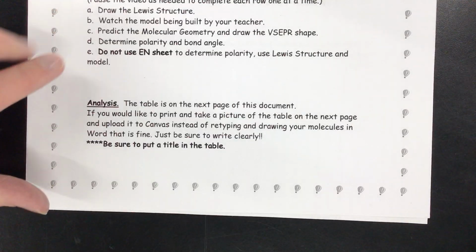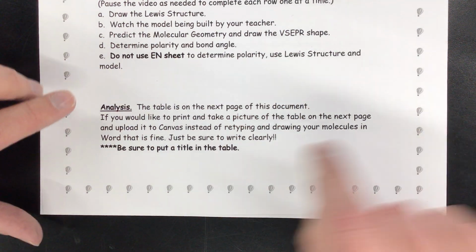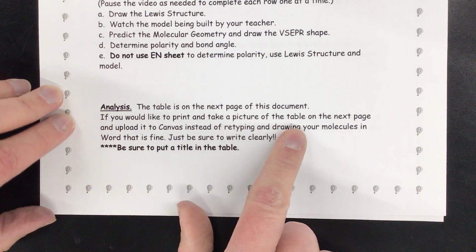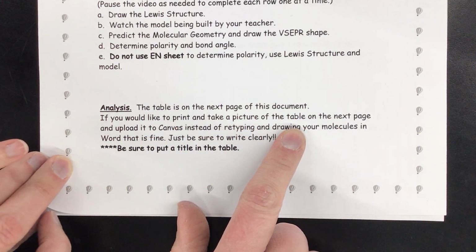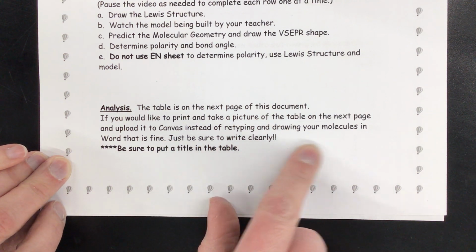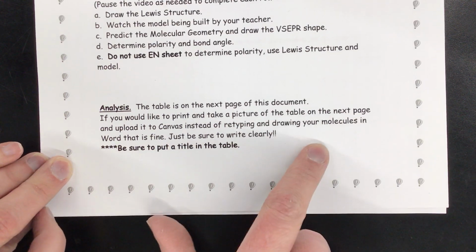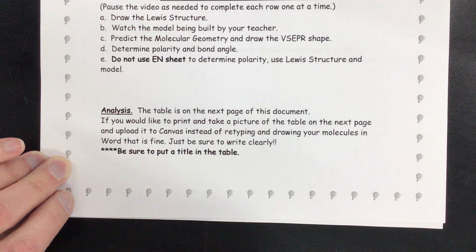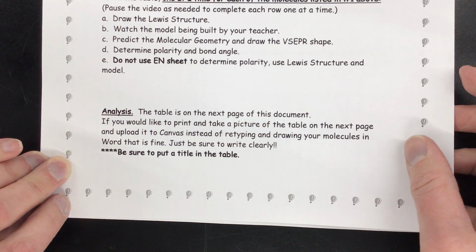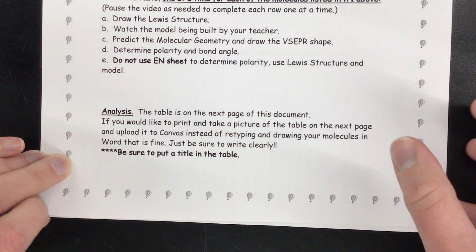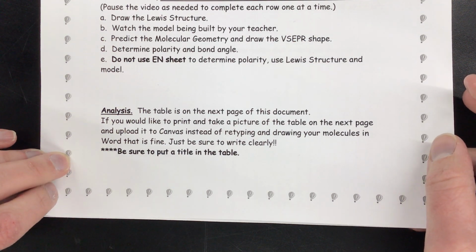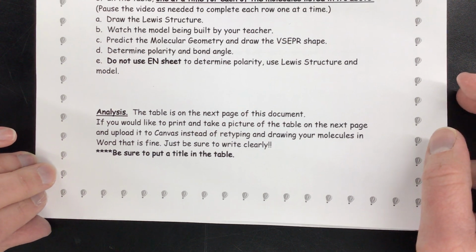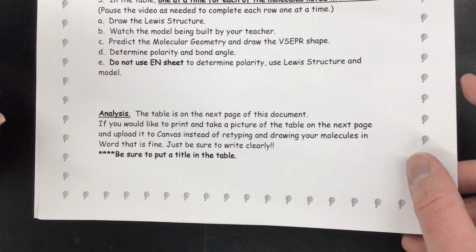All right, so the data table is on the next page of this document. If you would like to print and take a picture of the table on the next page and upload it to Canvas instead of just retyping, drawing your molecules, you can't draw your molecules in Word, guys. It's really hard to do. So just draw them on paper and put them in there. And be sure to write clearly, because as you're scanning this, I need to be able to read it.